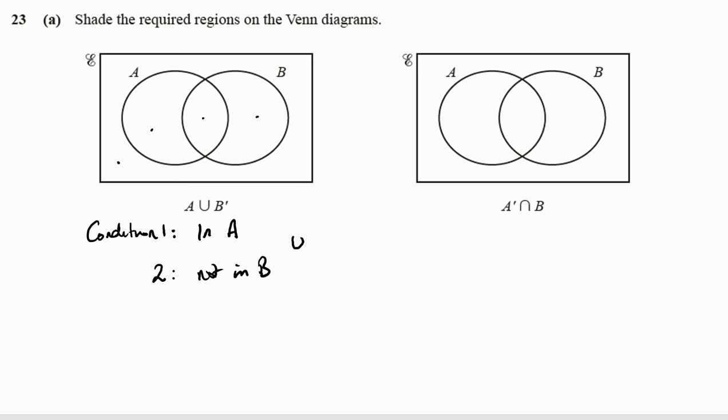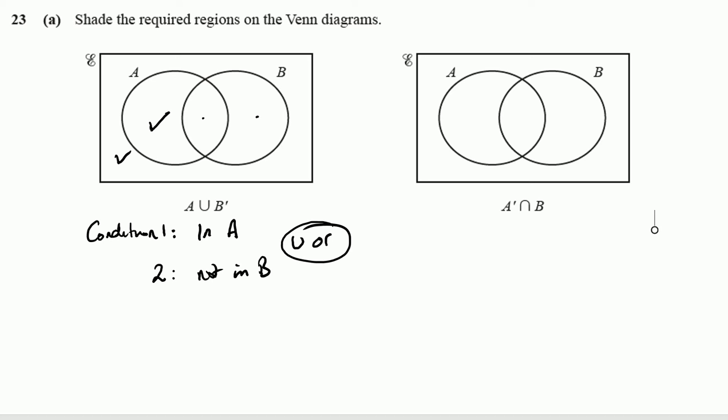Let's look at this outer area first. That satisfies the condition that I'm not in B. It does not satisfy the condition that I'm in A, but that doesn't matter because I get to shade it if I satisfy either of those conditions. So that one gets a tick. This next region over here is in A, and it's not in B. I've satisfied both conditions, even though I only needed to satisfy one of them.